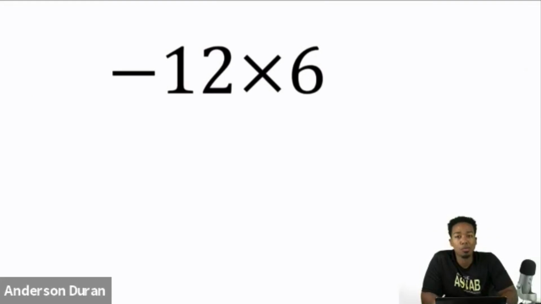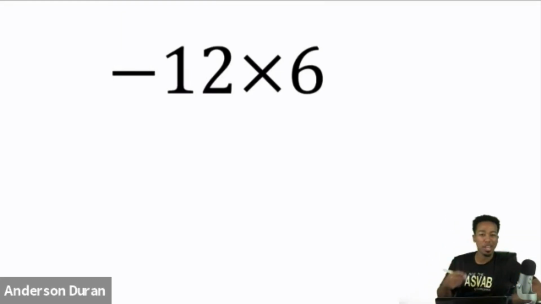Let's look at this next one here. Everybody, automatically, what's the sign going to be? I don't care about the number. What's the sign going to be no matter what? And that's how you can break it down for yourself. Again, I expect everybody here to be quick on the trigger. A negative and a positive is going to give us a negative. Then 12 times 6 gives us what?